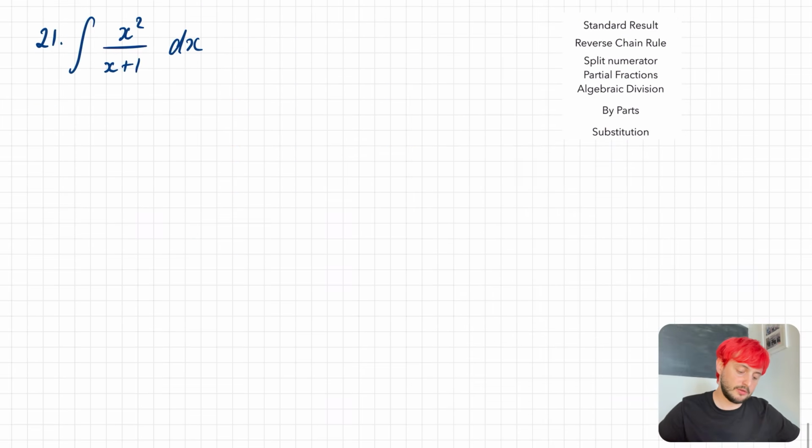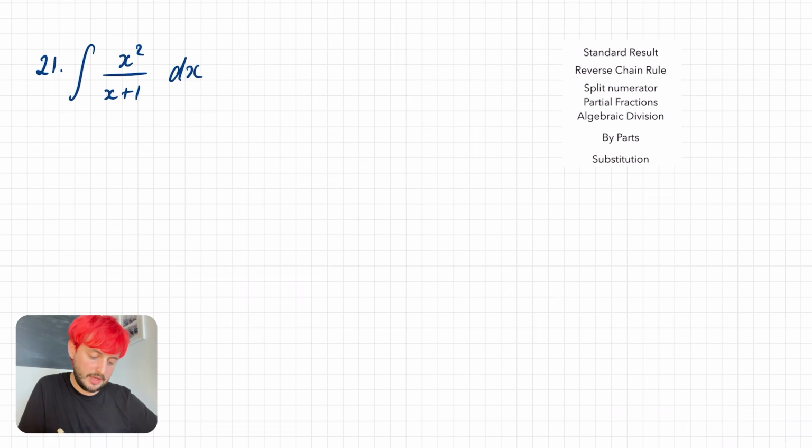Okay, 4 more questions to go. So for this one, it's definitely not going to be like a reverse chain rule because the numerator isn't related to the derivative of the denominator. I can't split the numerator because there's 2 things in the denominator, no partial fractions. I'm going to do algebraic division here. Now you may think substitution is a good option, but I think it's going to be a lot more work. So we're going to do algebraic division.